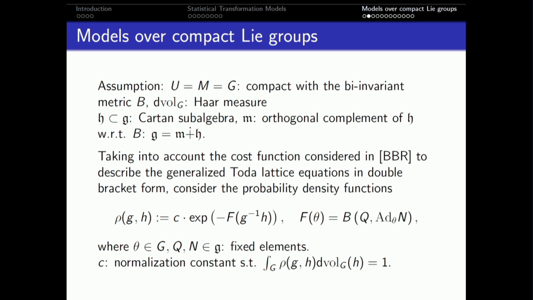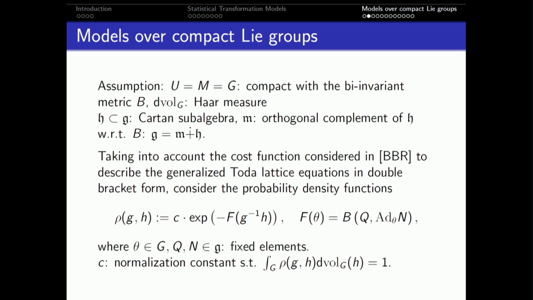In addition to that, I take a Cartan subalgebra of the Lie algebra of the compact group, and its complement. So this is actually a kind of Cartan decomposition of the whole Lie algebra. And then we have to think about what could be a good choice of the family of probability density functions.